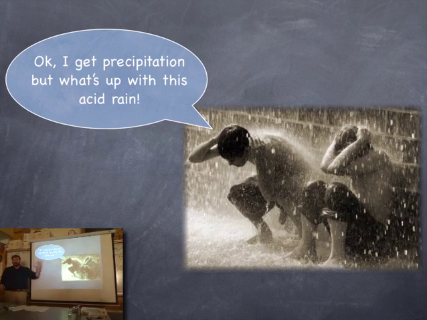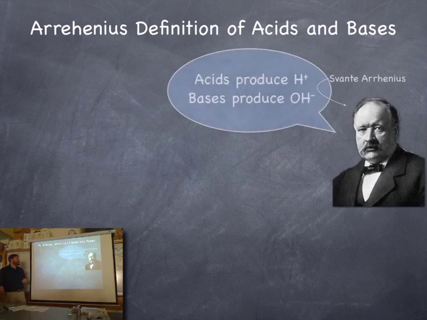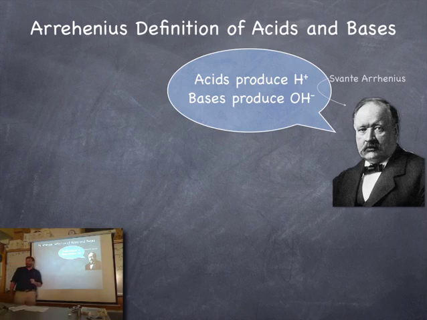Okay, the first thing we have to do is understand what acids and bases are. There are two primary definitions that we use. The first one, the simpler one, is what we call the Arrhenius definition of an acid and a base. And it's really simple. It says an acid is a substance that, when dissolved in water, produces hydrogen ions, and a base is a substance that, when dissolved in water, produces hydroxide ions.